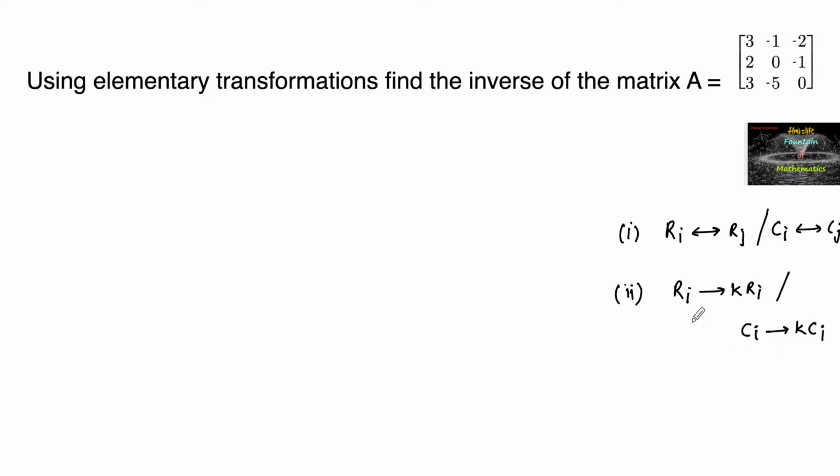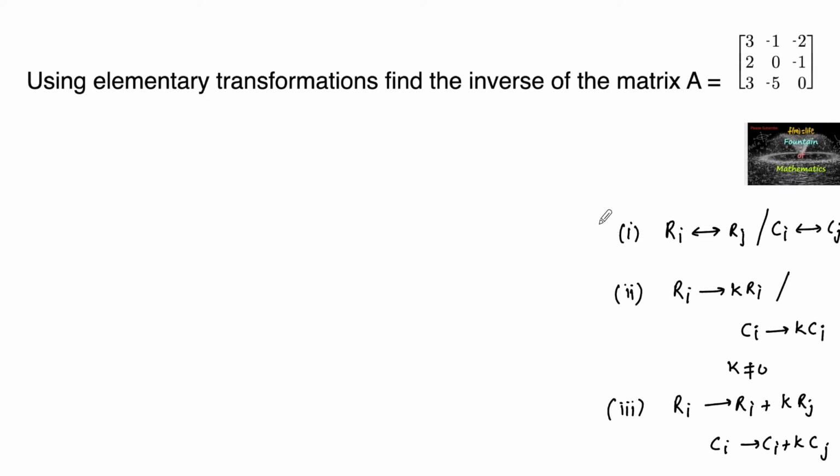That is multiplying all the elements of a row or a column of a matrix by a non-zero scalar, where k is not equal to 0. And the third operation, Ri to Ri plus k times of Rj, or Ci to Ci plus k times of Cj. That is adding to the elements of a row or column the corresponding elements of any other row or column, multiplied by a constant scalar.